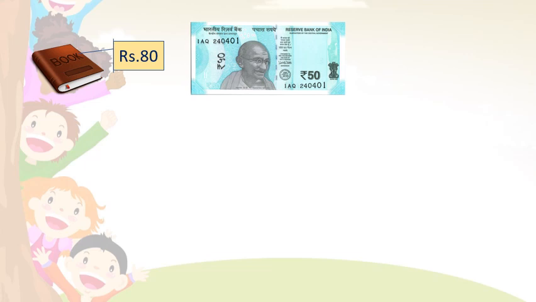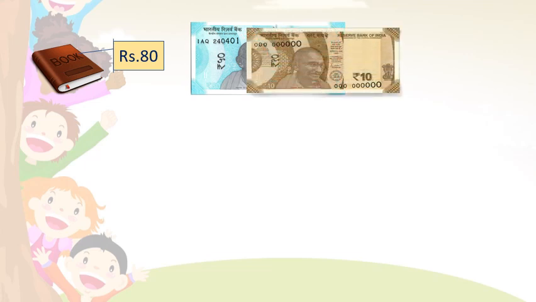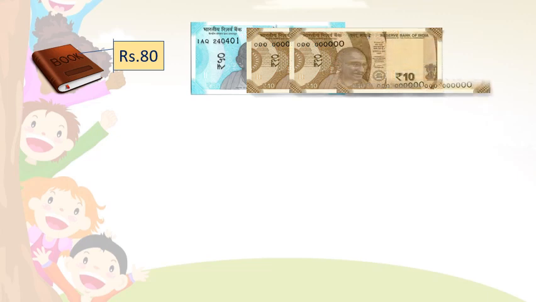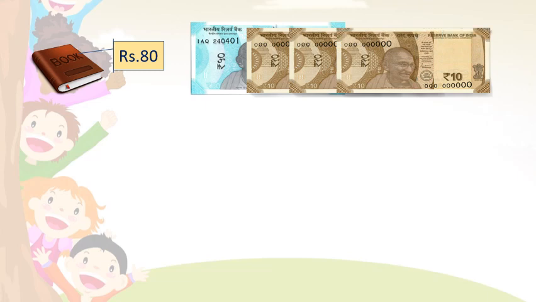Here we can see a book worth rupees 80. The cost of the book is rupees 80. Now here we have to give rupees 80 to the shopkeeper. Then we will see how it can be given. See, 1 50 rupees note is there. This is 50 and this is 10, means this is 60. One more 10, that is 70, and one more 10, that is 80. Isn't it? This is right. Correct?